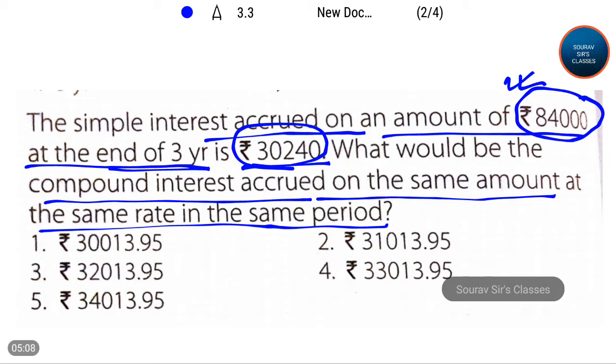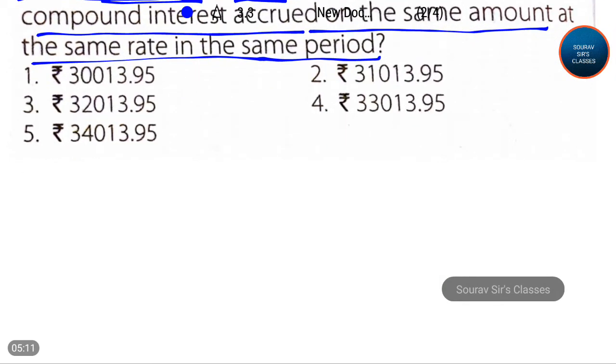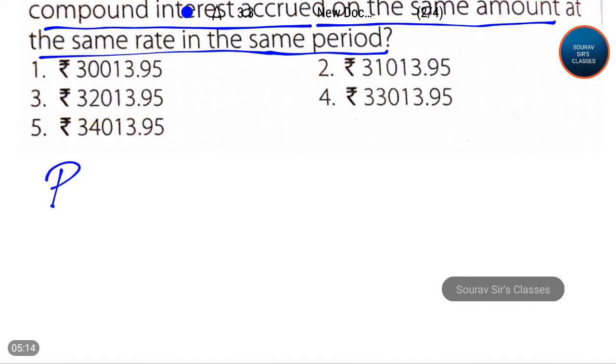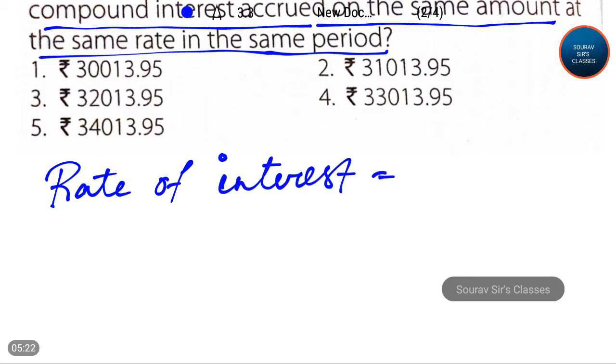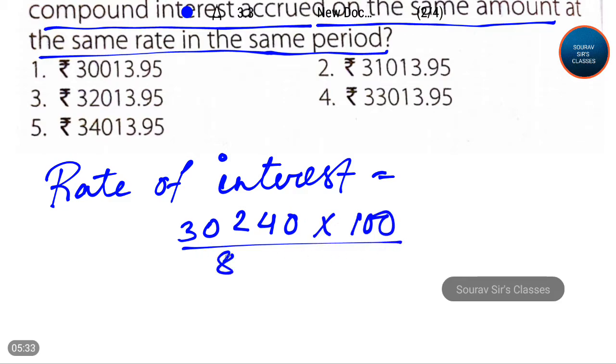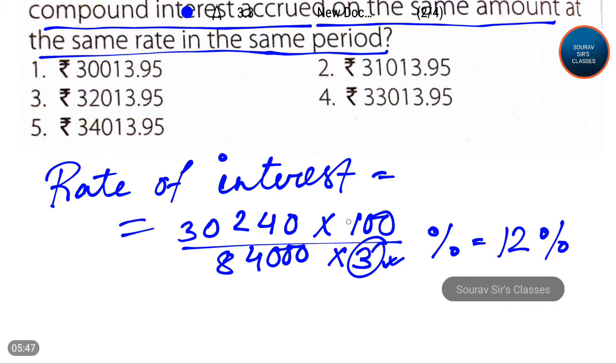So now let's start. Okay, so the rate is equals to the rate of interest is equals to 30,240 into 100 divided by 84,000 into 3, because this is the time period that was given. This percent, that is equals to 12%. So the rate of interest is 12%.